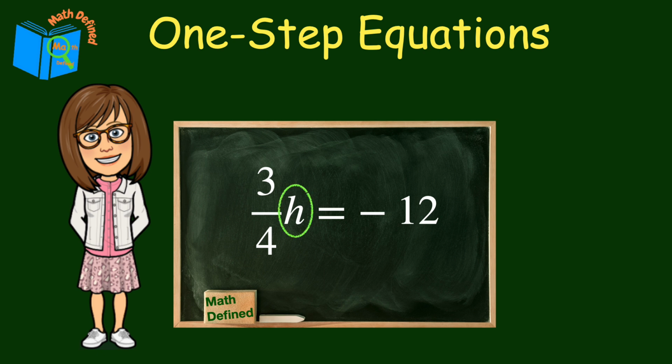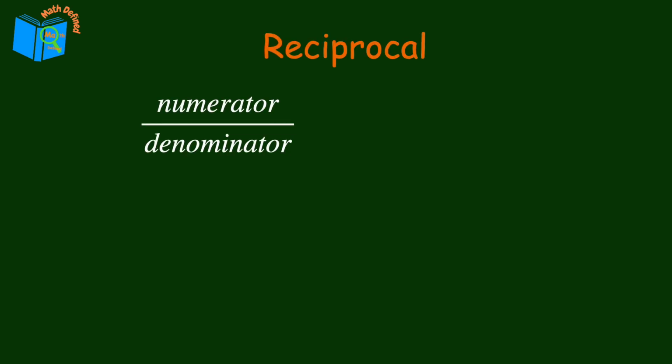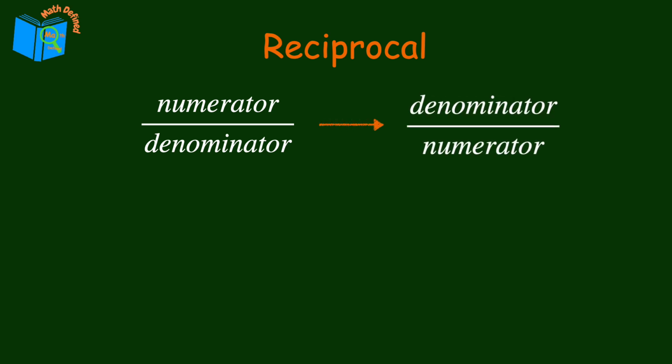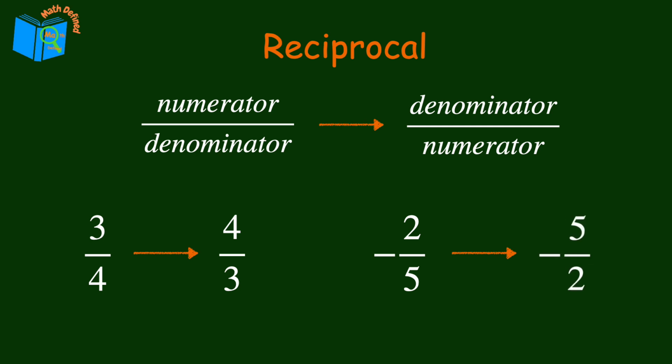Today we're solving one-step algebraic equations using reciprocals. First, let's review what a reciprocal is. The reciprocal of a number is what you get when you flip the numerator and the denominator. For example, the reciprocal of 3/4 is 4/3. And the reciprocal of -2/5, that's -5/2.